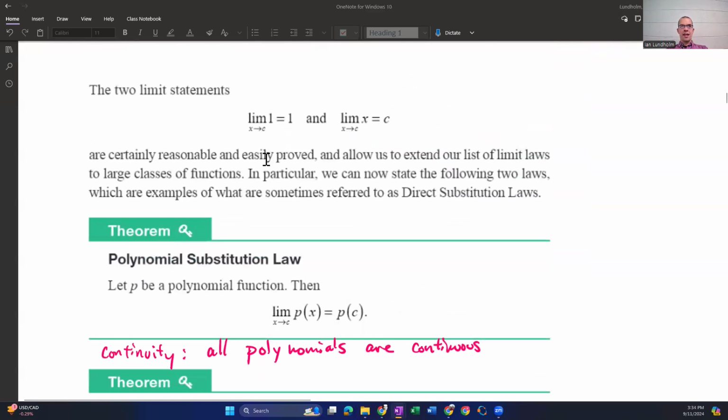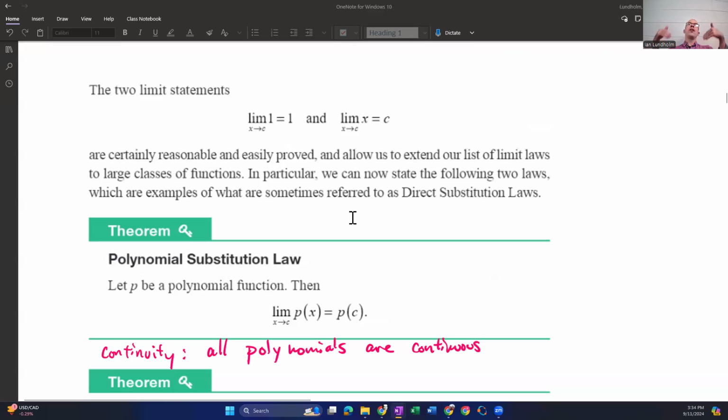Here are two statements that are used as building blocks. Basically, what this one says is that if you've got a constant function y equals 1, then any limit where x approaches any number c, the end result of that is always going to be 1 because you're just on a horizontal line. And similarly, if you are on a line with a slope of 1 that goes through the origin, the y value will always equal the x value. So the limit as x approaches c will equal c, the y value matching up with the x value of c.